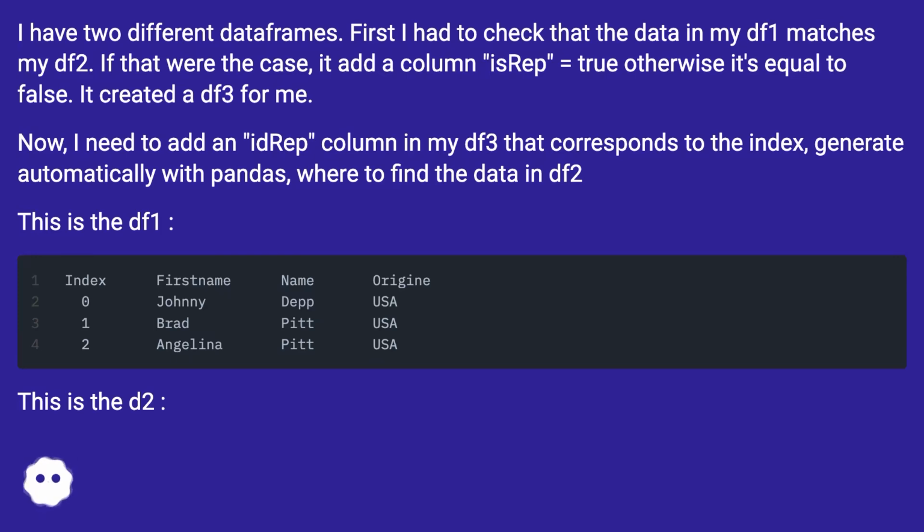Now, I need to add an idrep column in my df3 that corresponds to the index, generated automatically with pandas, where to find the data in df2. This is the df1. This is the df2.